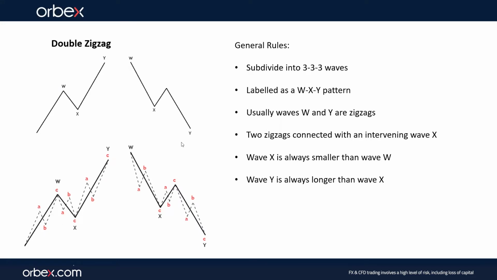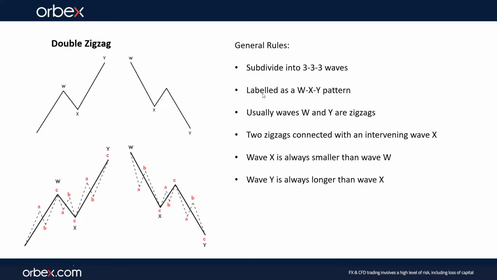And I've tried to break it down because they subdivide into 3, 3, 3 waves. And what does that mean? So we've got A, B, C, so 1, 2, 3 waves to make up W. And then ABC again, which is a 3-wave pattern to make up X. And then again, a 3-wave pattern to move up to Y. And this is a bullish and this is a bearish move.